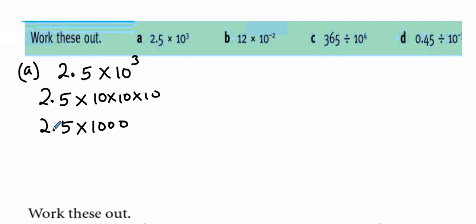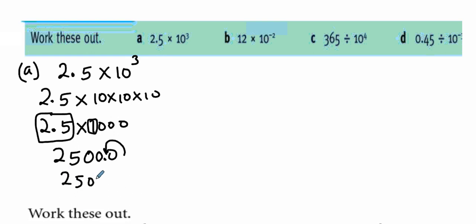When you multiply that, you ignore the decimal point, and this is 25 times 1. So 25 times 1 is 25. Then put 3 zeros on the right hand side: 1, 2, 3. You have one decimal place here, so you count one number from the right and keep a dot here. So the answer is 2500. That is the answer for A.